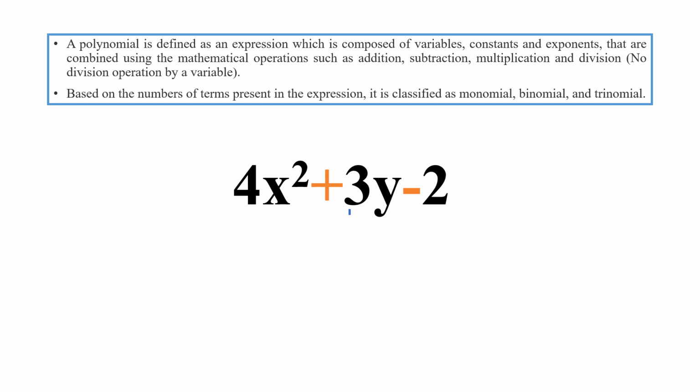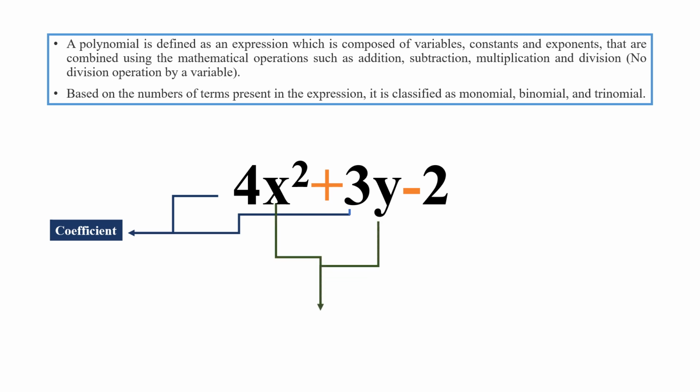Simple. Plus and minus are shown in orange color, and these are the operators. If you use this operator, it makes this separation a polynomial. So 4x square, 3y, and minus 2 is the polynomial. What are 4 and 3? 4 and 3 are the coefficients, which are in front of the variables. What are the variables? x and y are the variables.